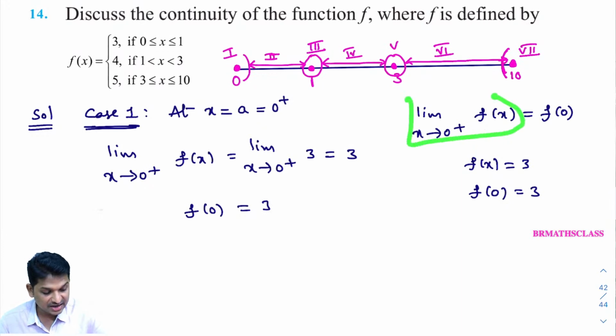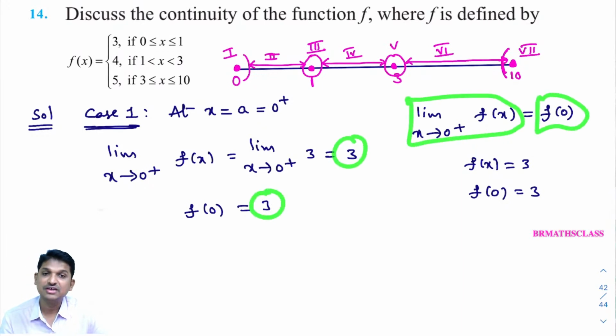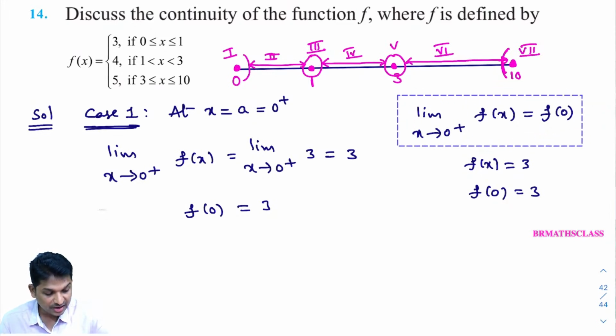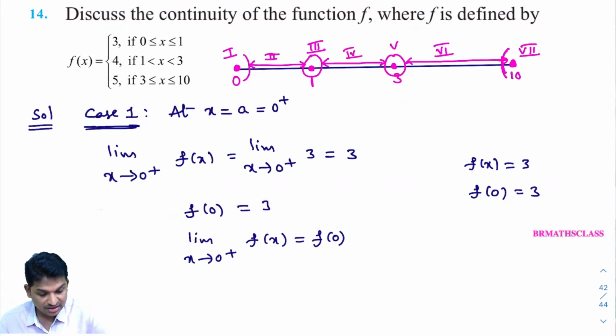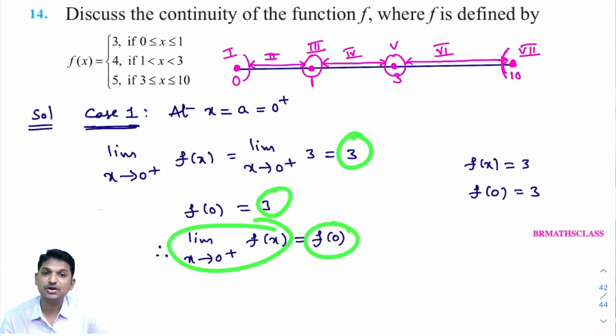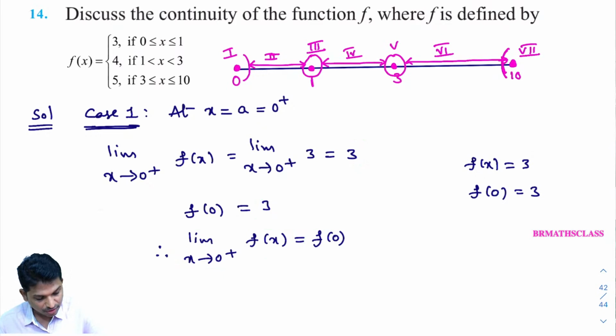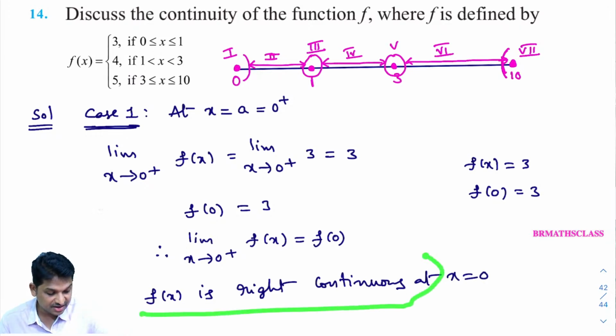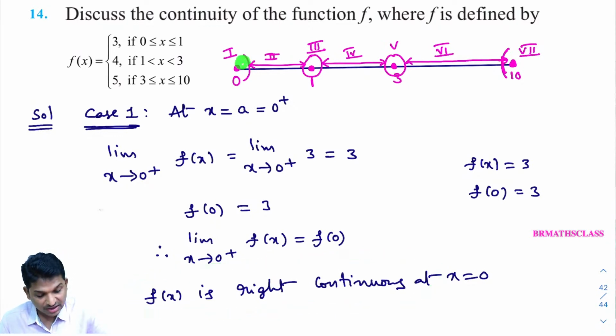So what happened? I calculated this, I got 3. I calculated this, I got 3. So what can I say? Limit x approaches 0 from right, f of x equals f of 0. This is true. Therefore, limit x approaches 0 from right, f of x equals f of 0. These two are equal because we got both as 3. So I can say that f of x is right continuous at x equal to 0. Case 1, what they are asking in the question, discuss the continuity of the function. I checked the right continuity, and it is right continuous at x equal to 0.